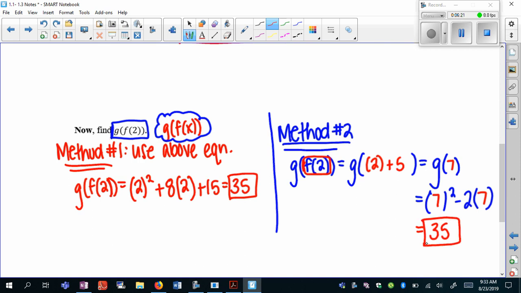So this second method is much quicker if you're just trying to find a number. You plug the number directly in. This first method is if you're asked to find the equation with an x in it first in a previous part, then it's quicker just to use that equation. So either option is valid. It's just kind of depending on the problem.